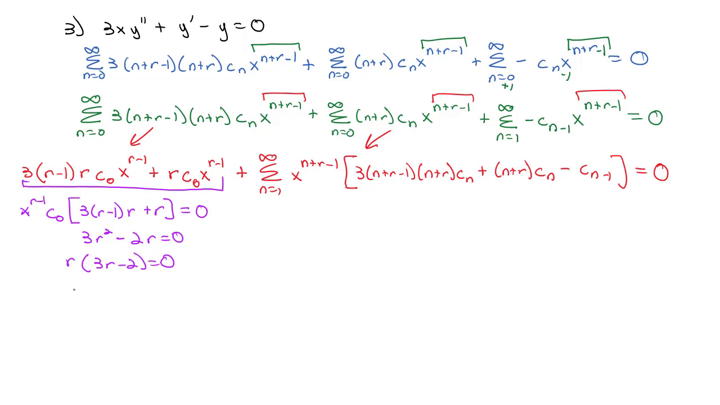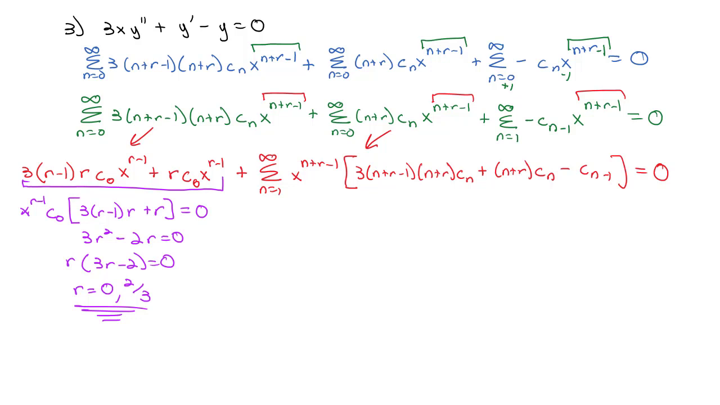I have 2 options for r. R equals 0 or 2/3. That's going to help me reduce from having variables in r and c sub n. Now we're going to use these r values to replace those, but not quite yet.